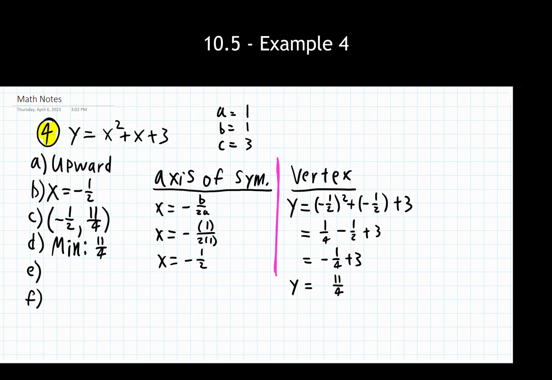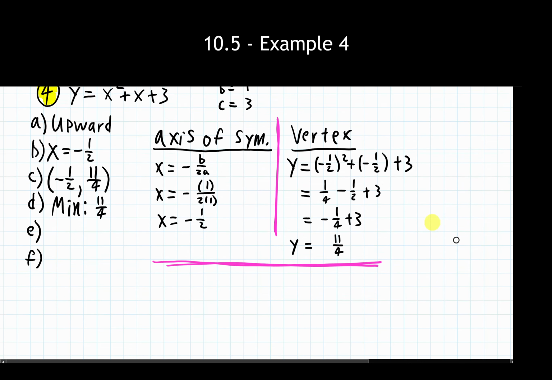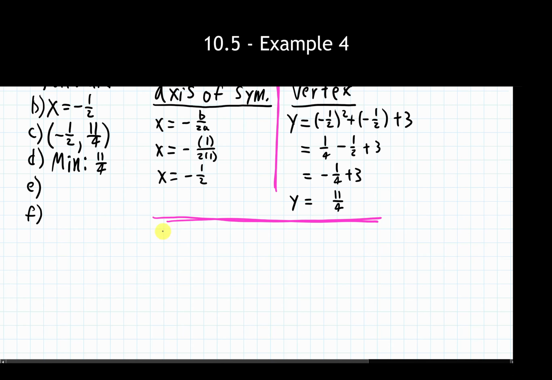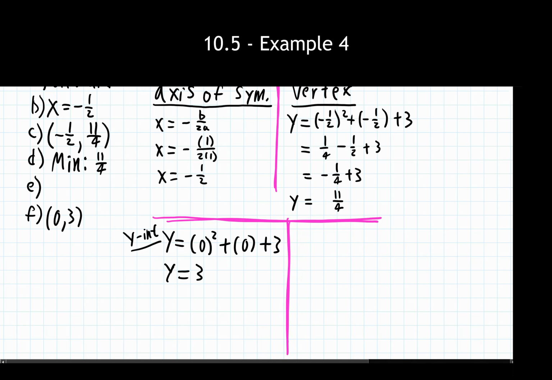Cool. Let's move on to our x and y intercepts. I'm going to start with the y-intercept because that's a pretty straightforward one. Just plugging in 0 for x. I'm going to get 0 squared plus 0 plus 3. That means my y value of the y-intercept is going to be 3. So I'm going to have 0, 3 for my y-intercept. Little note here, there's my y-intercept work.